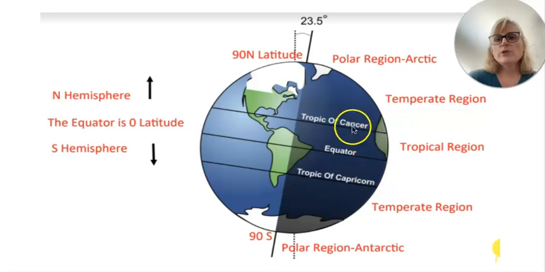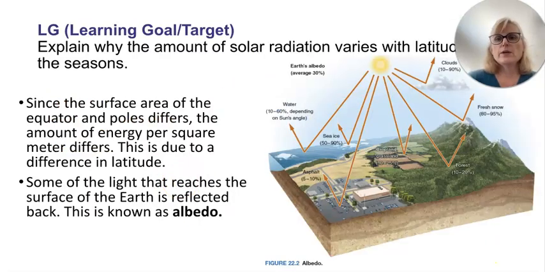You have the tropical regions between the Tropic of Cancer and Tropic of Capricorn. Then you have the temperate regions. I live in the temperate region in Southern California. Most of the United States is temperate. And then maybe the top of Alaska might be in the polar regions, so the areas surrounding the North and the South Pole. We have our northern hemisphere above the equator, our southern hemisphere below the equator.